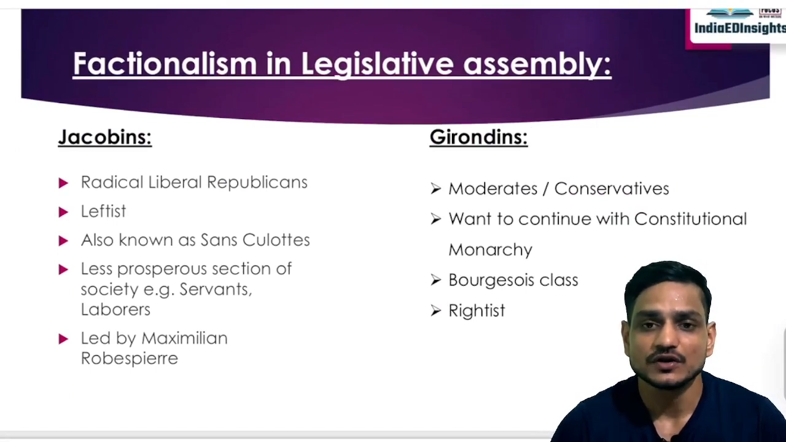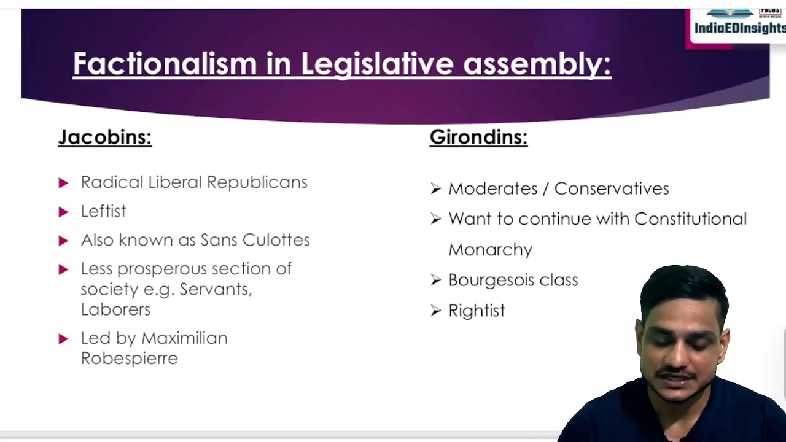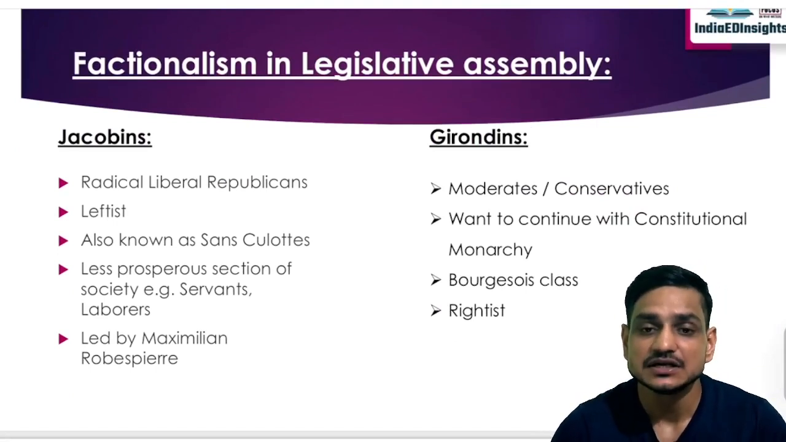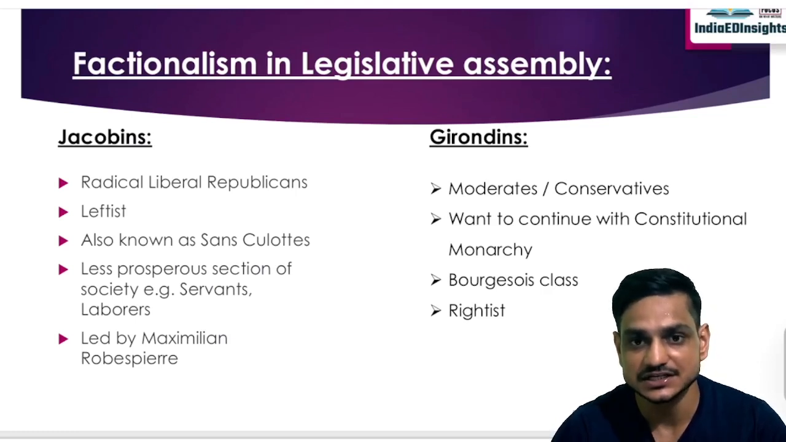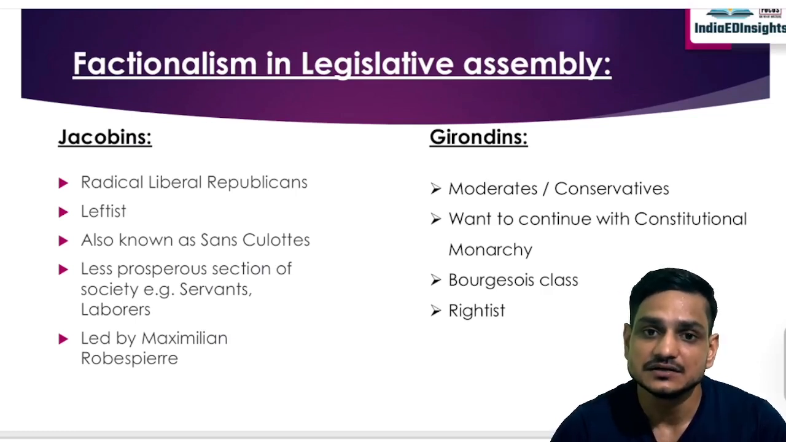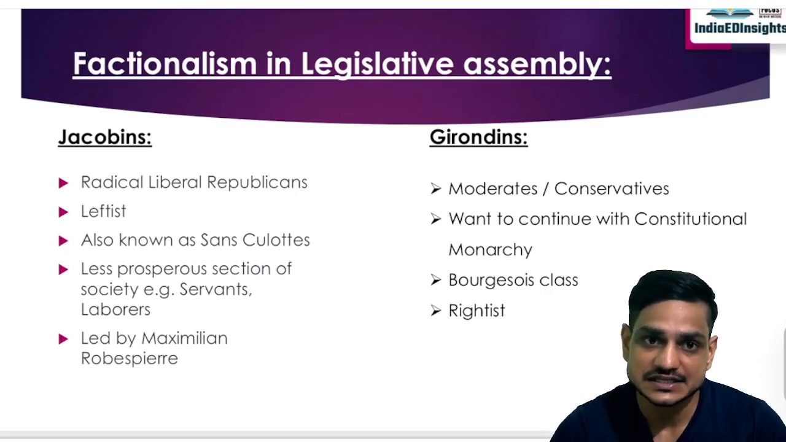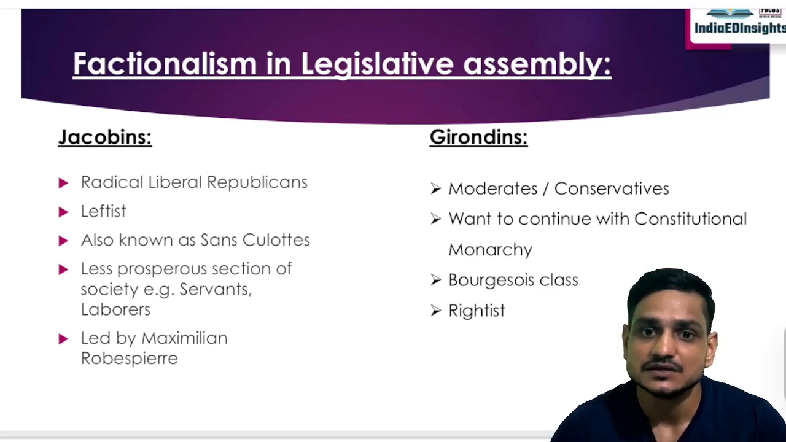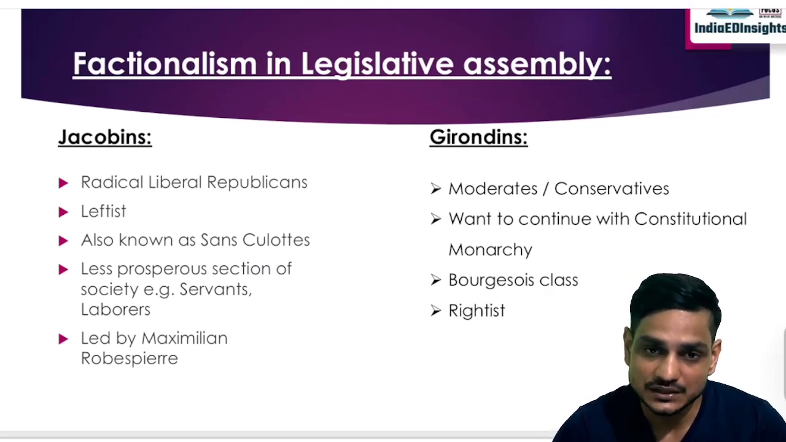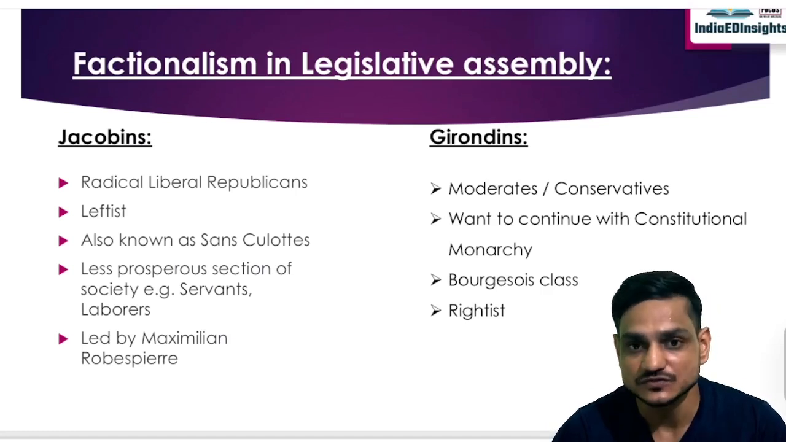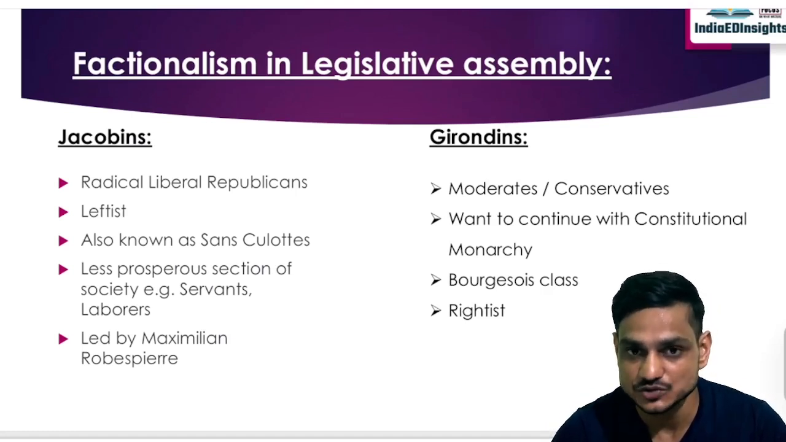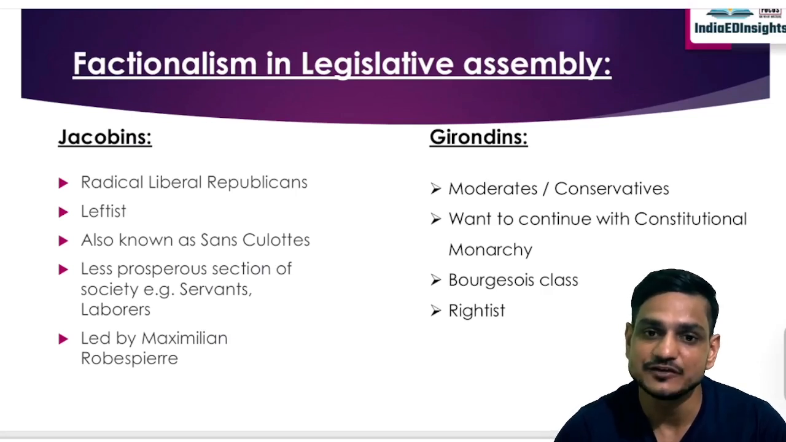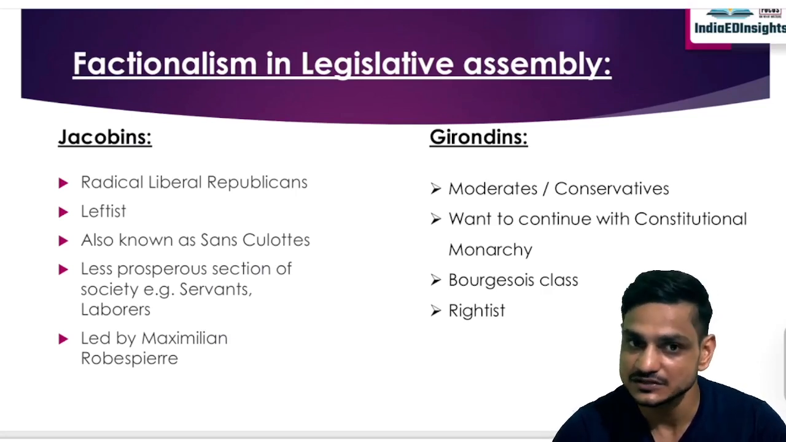In the legislative assembly itself, there became two divisions, and sectionism started. The people thought in two ways. First, the Jacobins think that there must be certain changes in the 1791 Constitution, and the Girondins think that we have to continue with the 1791 Constitution.